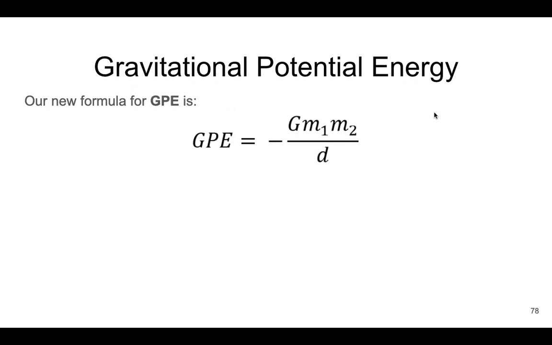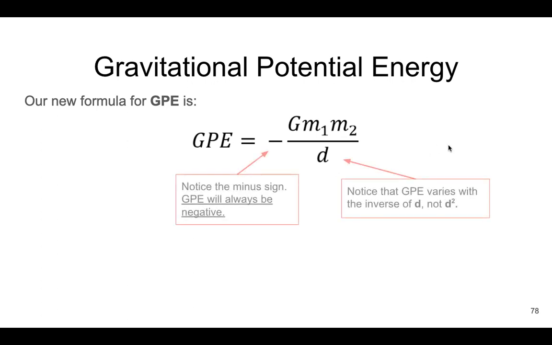So here is our new formula for GPE. This is the one we're going to use in this chapter. GPE is equal to negative big G m1 m2 divided by d. So a couple of things to point out. We have a minus sign out here, which means GPE is always going to be negative, because these other numbers are all going to be positive. Positive times positive times positive divided by positive gives you a positive number, but we have this minus sign out in front. So our GPE will always be negative.